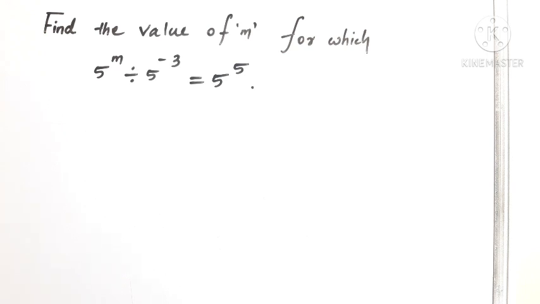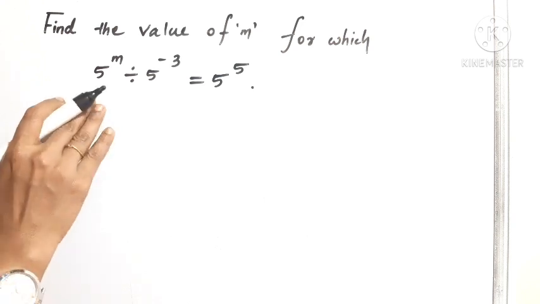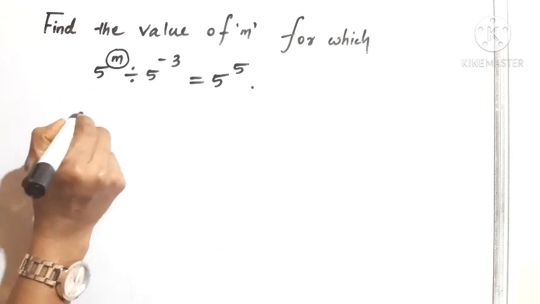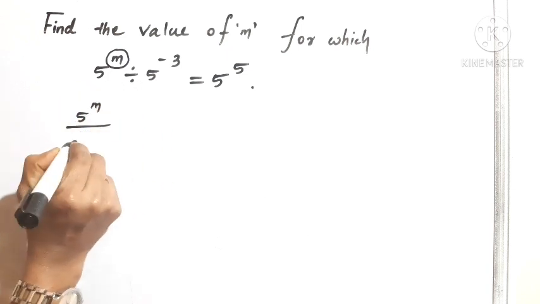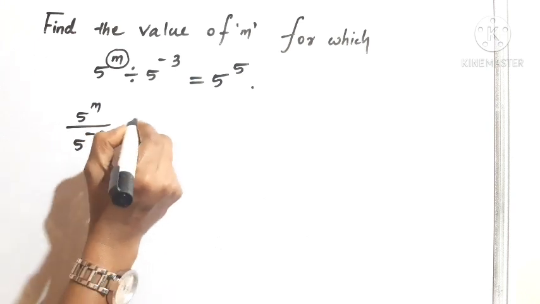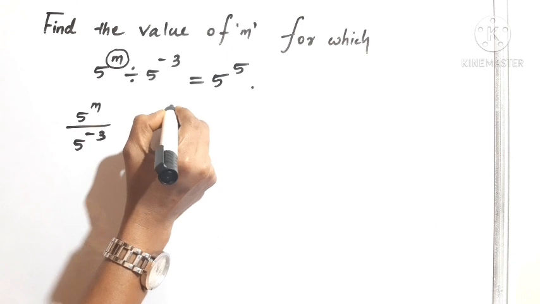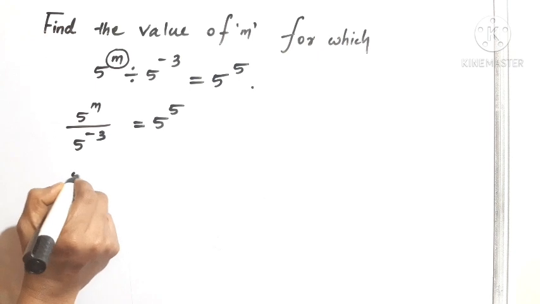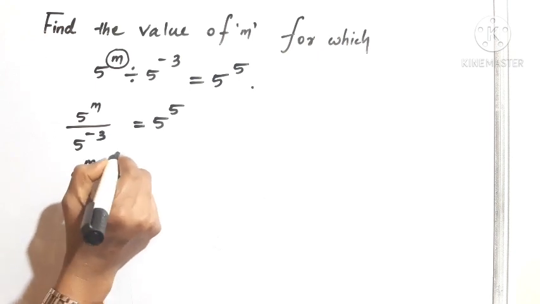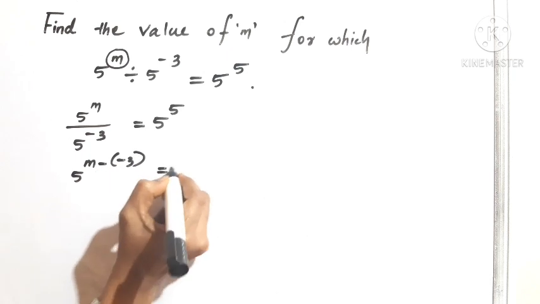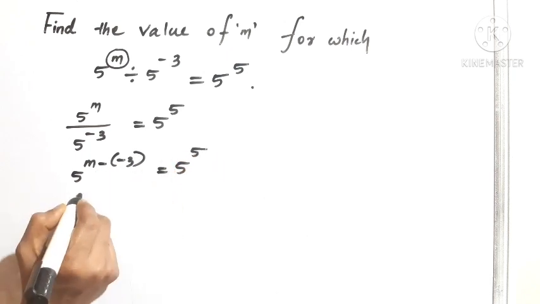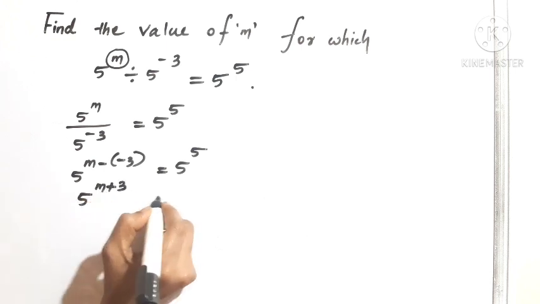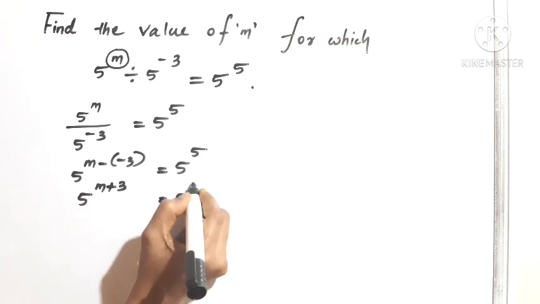Find the value of m for which 5 raised to m divided by 5 raised to minus 3 equals 5 raised to 5. From this question we have to find value of m. Okay, see children, here LHS 5 raised to m divided by 5 raised to minus 3, right? RHS 5 raised to 5. Okay, now listen, this is also equals 5 raised to m minus minus 3, no? Equals 5 raised to 5. Also equals 5 raised to m plus 3 equals 5 raised to 5.